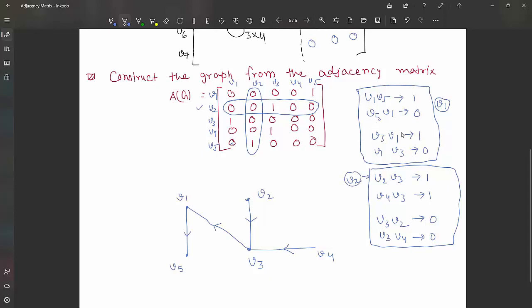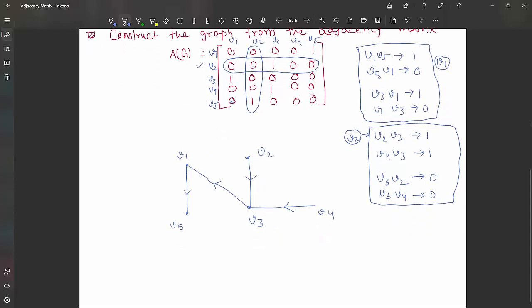No, this is not v3, this is the v2 case. If you observe the v2 case, what are the observations? From v2, first we take the row. From the row, there is a connection from v2 to v3. So v2 to v3 is 1. And if you take the column, you can see that v5 to v2 is 1. That means every other value is 0.